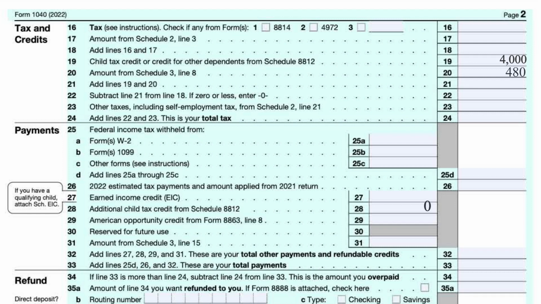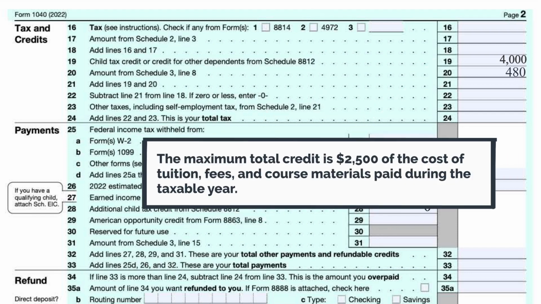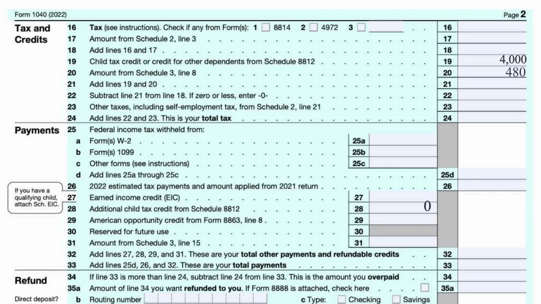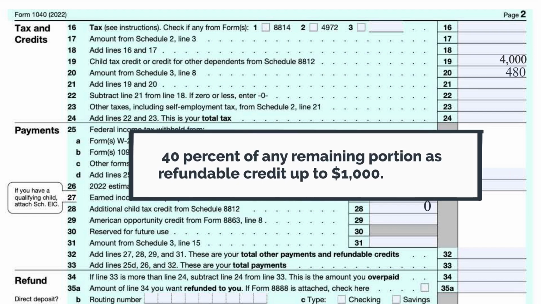Line 29 is for the American Opportunity Credit from Form 8863, education credits. The maximum total credit is $2,500 of the cost of tuition, fees, and course materials paid during the taxable year. If the student brings the amount of tax due to zero and does not fully use the total credit of $2,500, the student may take 40% of any remaining portion as a refundable credit up to $1,000.